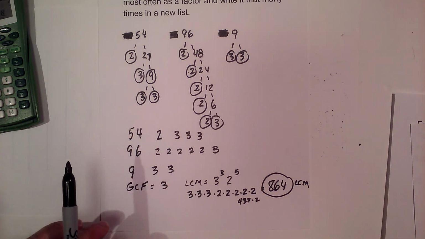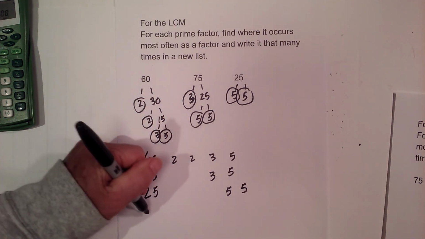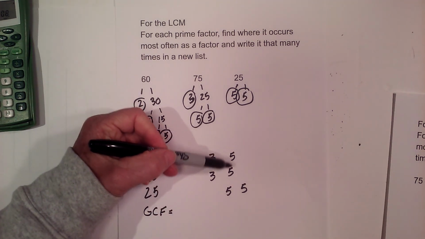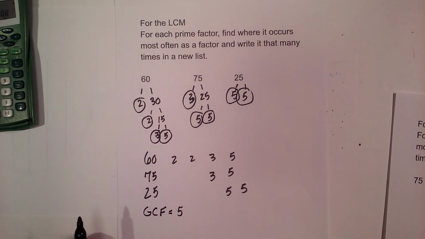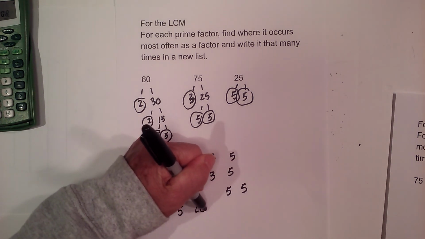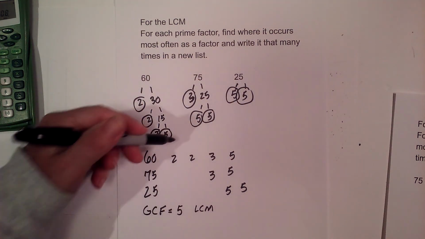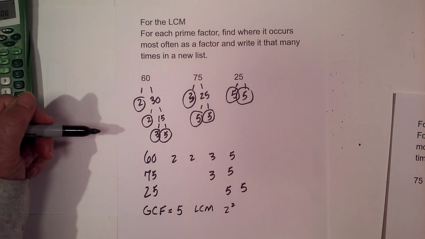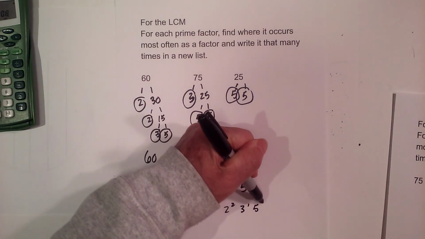Let's work 2 more examples. Okay, here we go with 60, 75, and 25 for the GCF. If you've been following along, you know I'm trying to find a prime number found in all three, and it looks like 5 qualifies there. So now let's move on to what is next, and that is the LCM. So remember, I'm trying to find a prime factor where it occurs most often. Well, it looks like 2 is squared, and it looks like 3 is only to the first power, and then we have 5 squared.